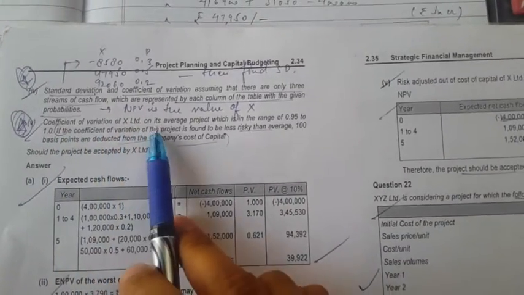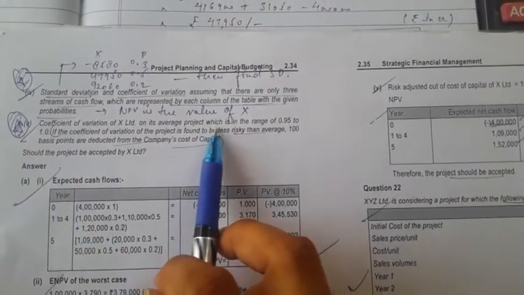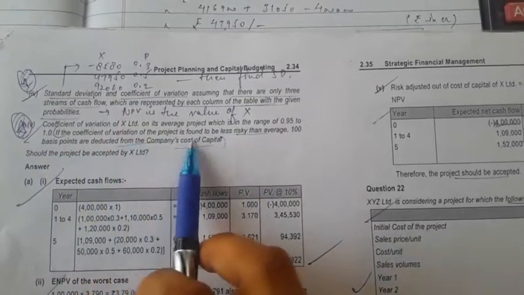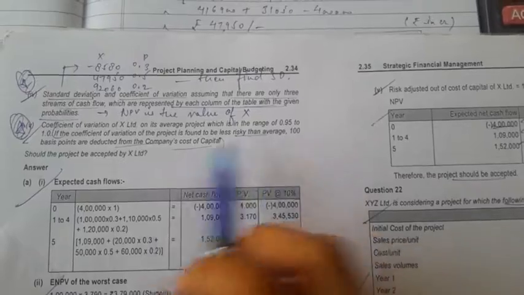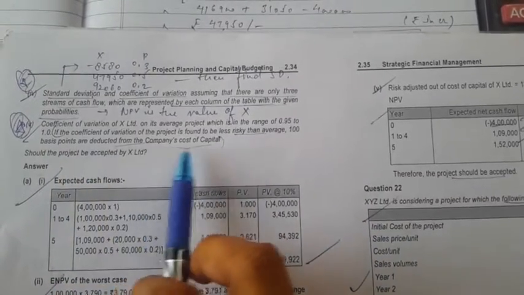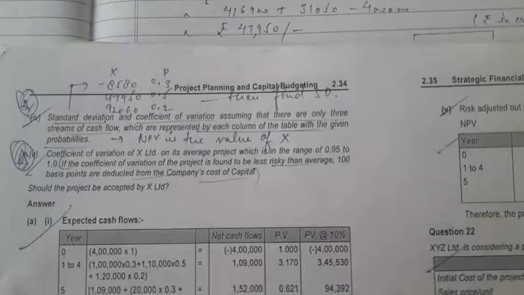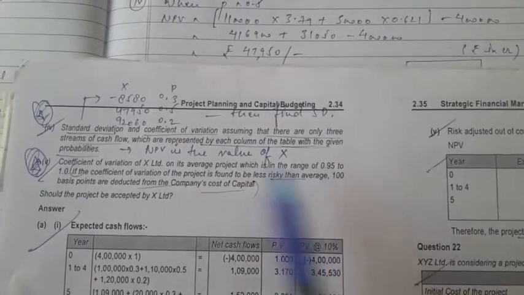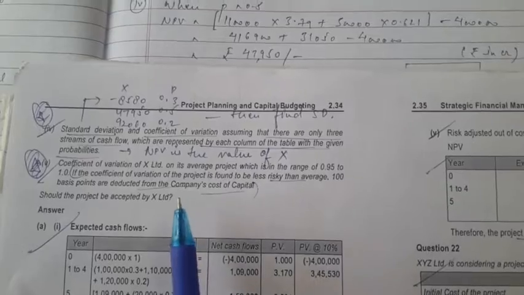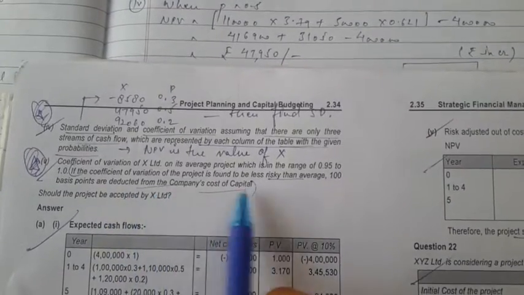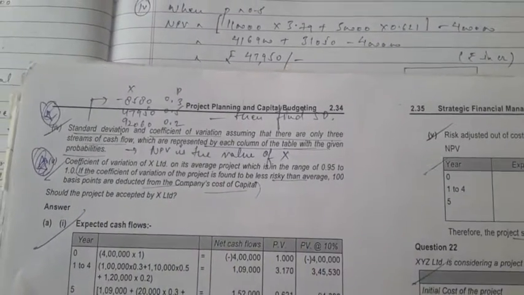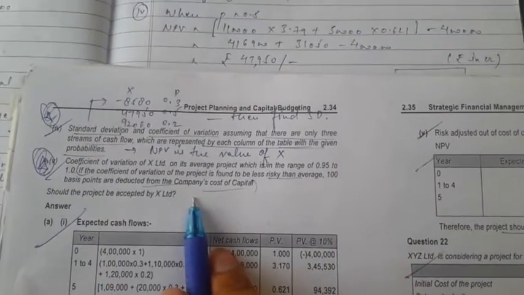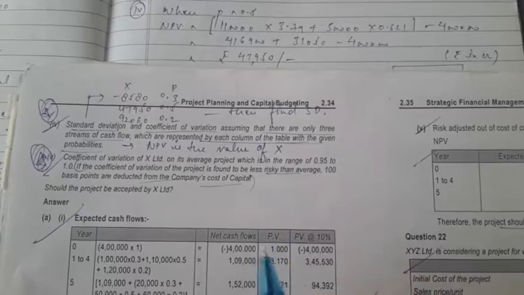Clear? Now let's move on to the fifth part of the question, which is: the coefficient of variation of X Limited on its average project is in the range of 0.95 to 1. If the coefficient of variation of the project is found to be less risky than average, 100 basis points are deducted from the company's cost of capital. So in the question the range given to us is 0.95 to 1, but if our coefficient of variation is lower than this range, meaning it is found to be less risky, then in that case we will deduct 100 basis points from our company's cost of capital.